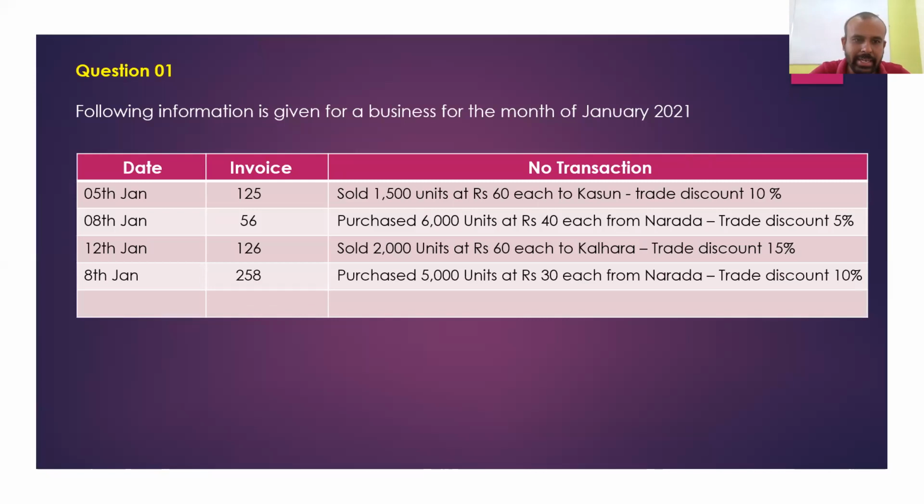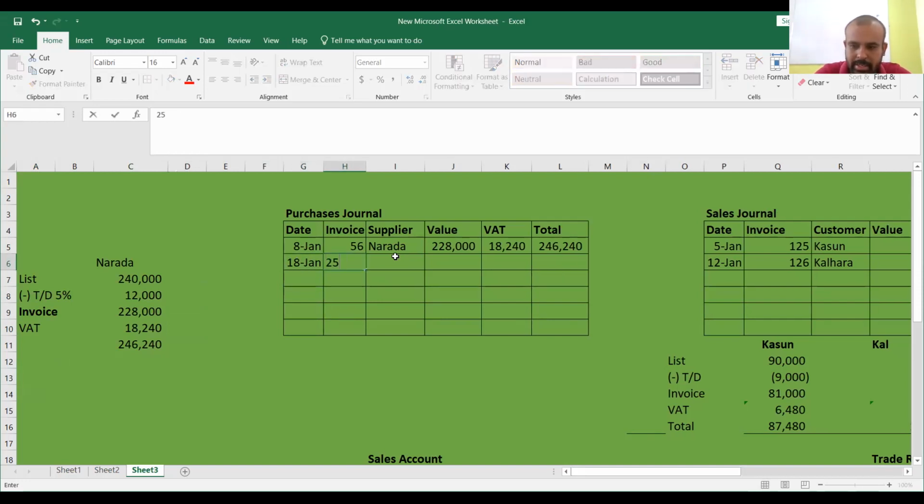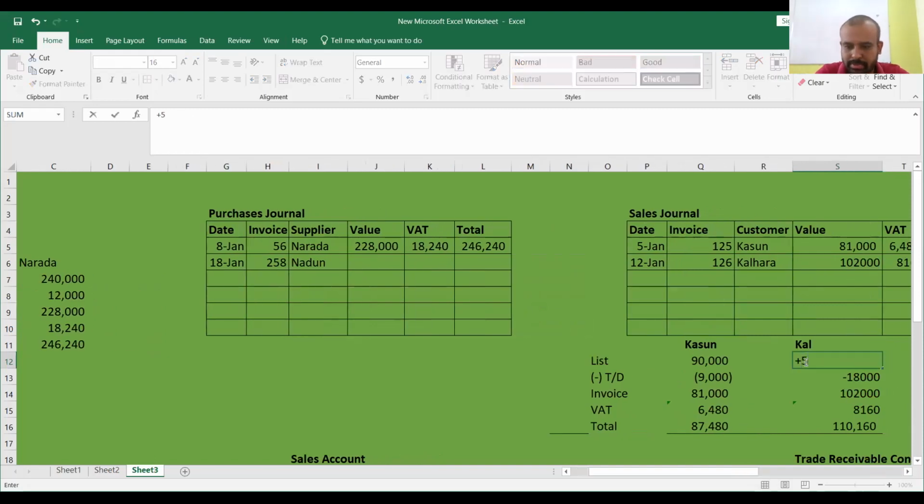Okay, I asked you to make it 18 January. On 18 January you made credit purchases from, it has to be Nadun, under the invoice number 258. 18 January, invoice number 258, name of the supplier is Nadun, and then you purchased 5,000 units at 30 each.